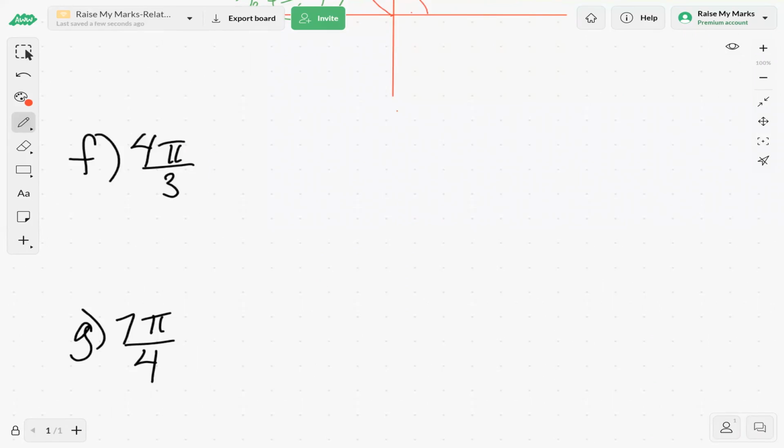Again, we're going to graph. So we have 4 pi over 3. Let's figure out what quadrant that's in. So pi radians is a straight line. So anything less than that would be in the second or first quadrant. So I think we're in the third quadrant. Let's have a look. See if we're right.